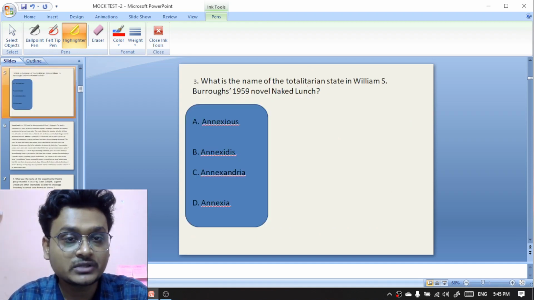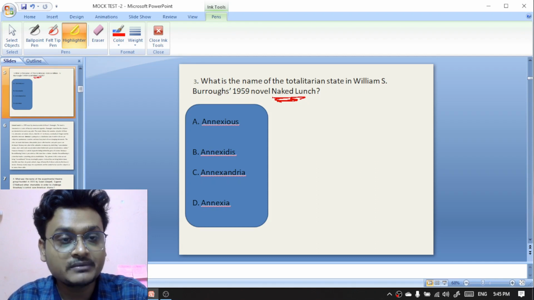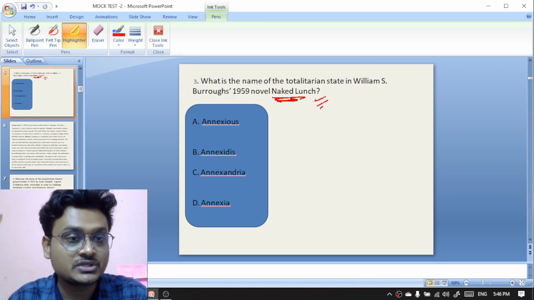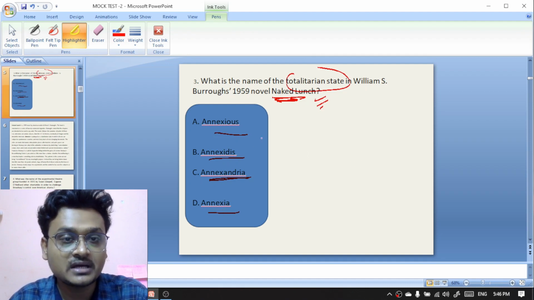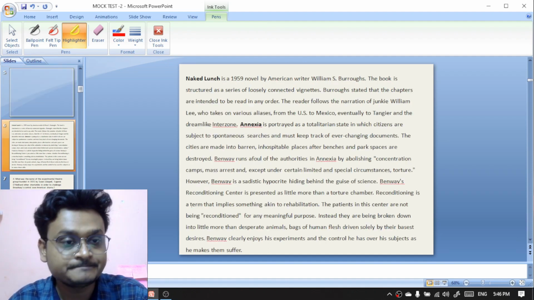What is the name of the totalitarian state in William S. Burroughs' 1959 novel Naked Lunch? The famous novel published in the year 1959 by William S. Burroughs is Naked Lunch. So what is the name of the totalitarian state here? Annexia, Anaxides, Anaxandria, or Annexia. So the totalitarian state in William S. Burroughs' Naked Lunch was Annexia. So here D is the right option here.